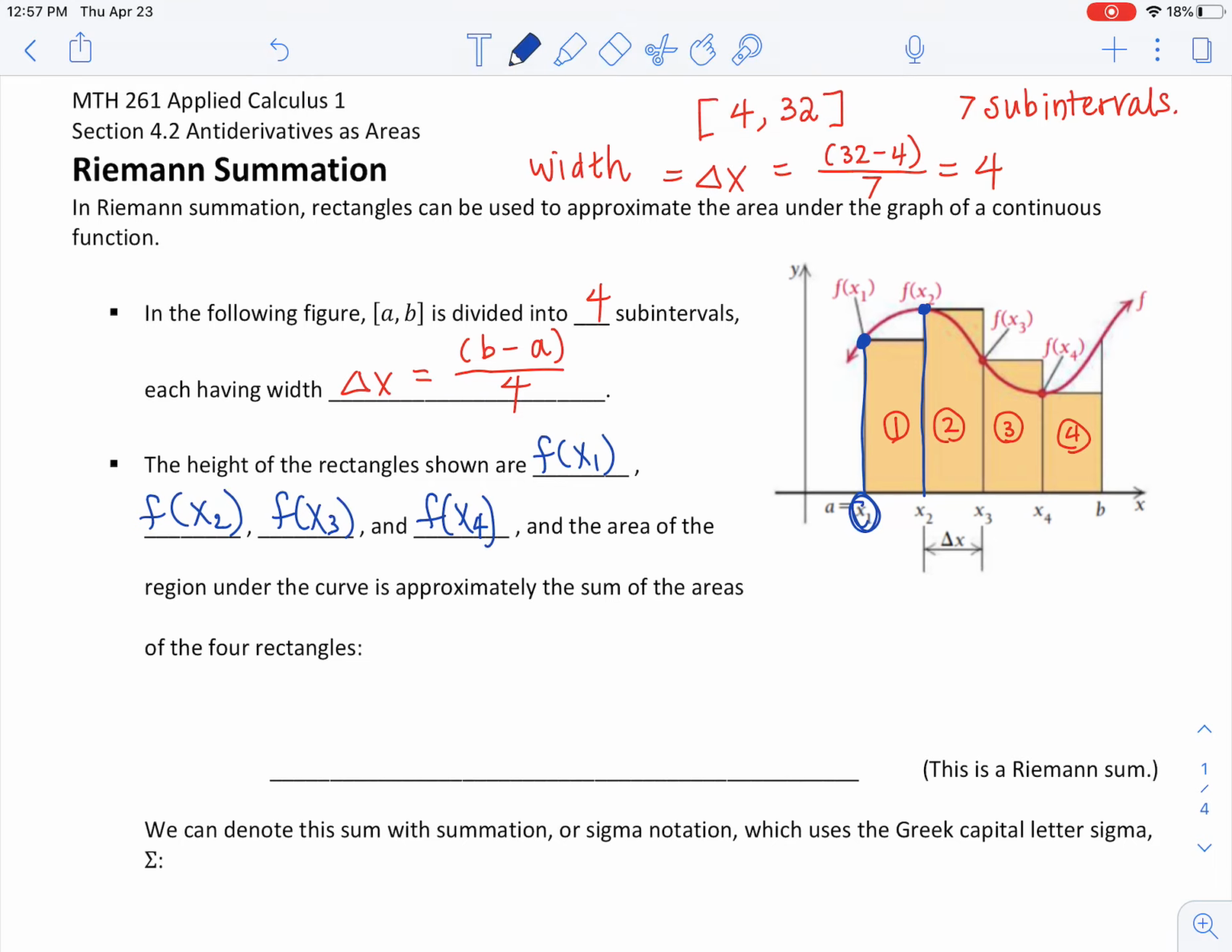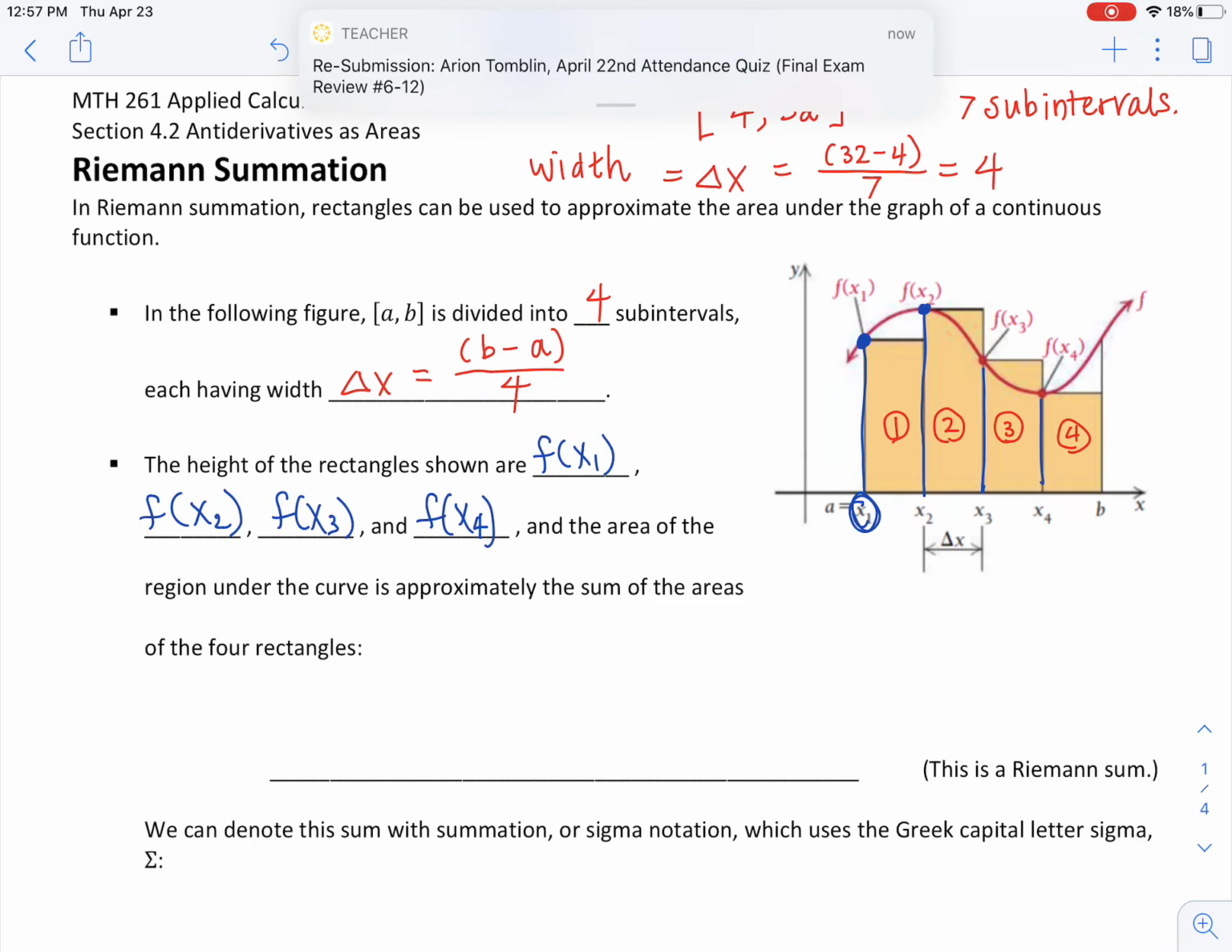So notice that to find the height of a rectangle, you're going to actually have to evaluate the function value. You plug in the x value, you plug in your left point, the point on the left of your rectangle, into the function, and then that's how you can find the height of the rectangle. So in this case, how many different heights are you going to have? You're going to have 4 different heights. Now we're done talking about width and height.